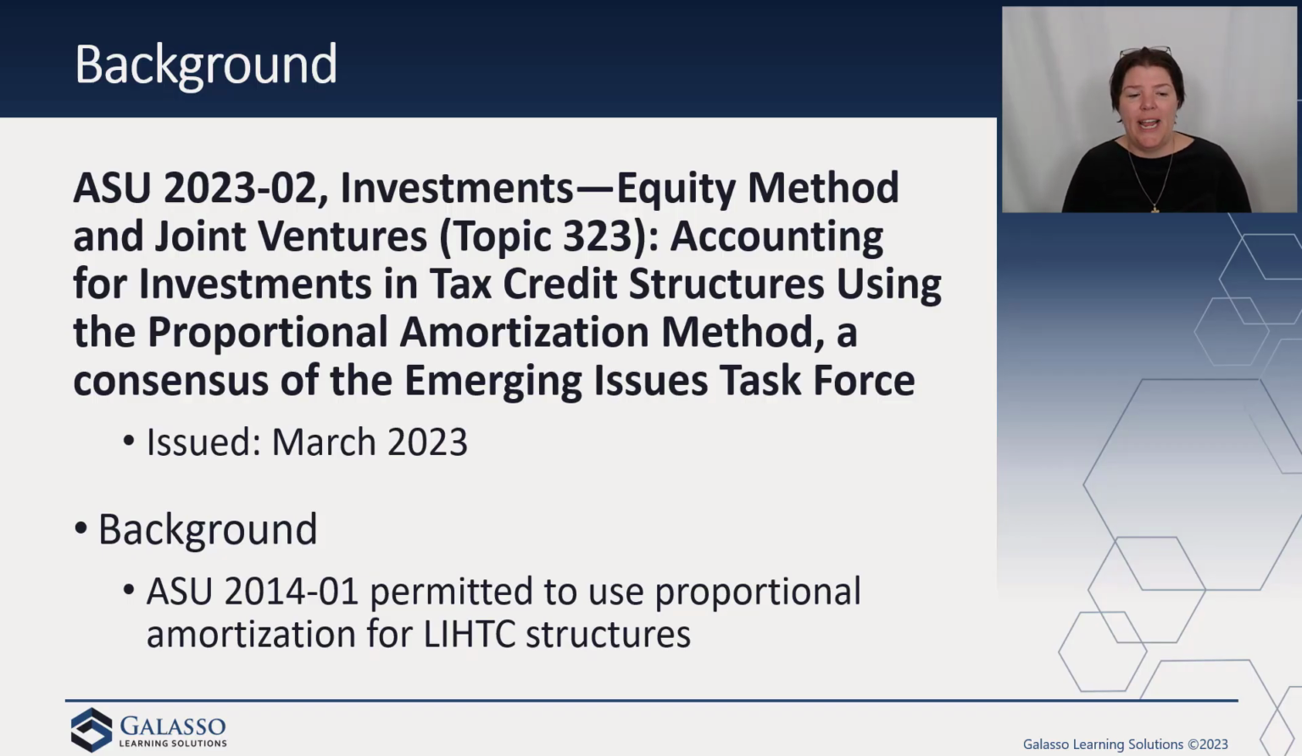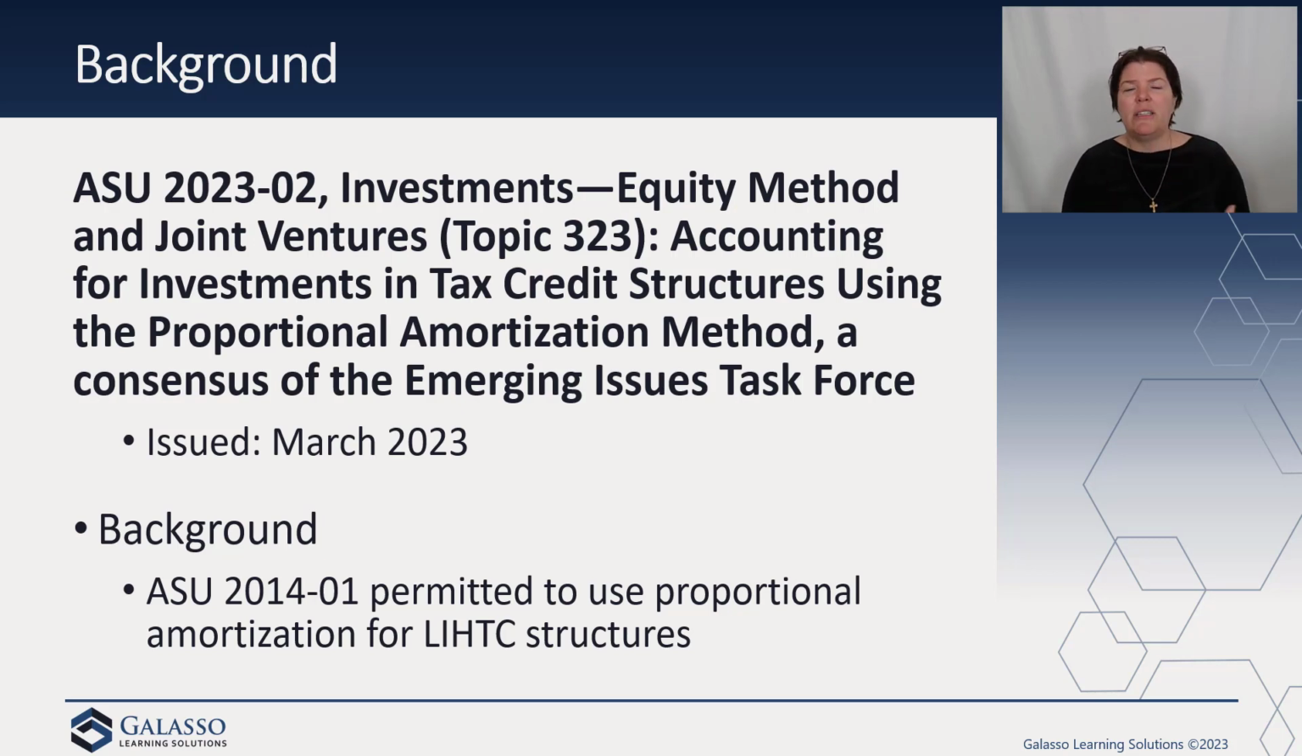So as a reminder, ASU 2023-02 is called Accounting for Investments in Tax Credit Structures Using the Proportional Amortization Method. And again, this came out of the Emerging Issues Task Force and really based on feedback from stakeholders that they wanted accounting that made sense given the structure of what they were doing, right? So management's intent, if it's similar between different types of structures, the accounting should reflect that and there should not be inconsistencies. So this was issued at the end of March 2023.